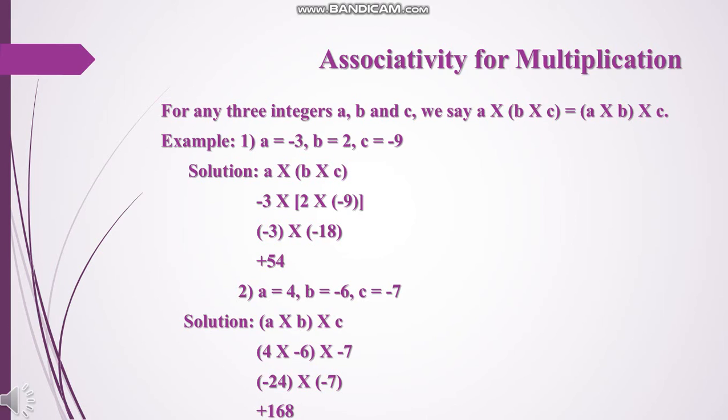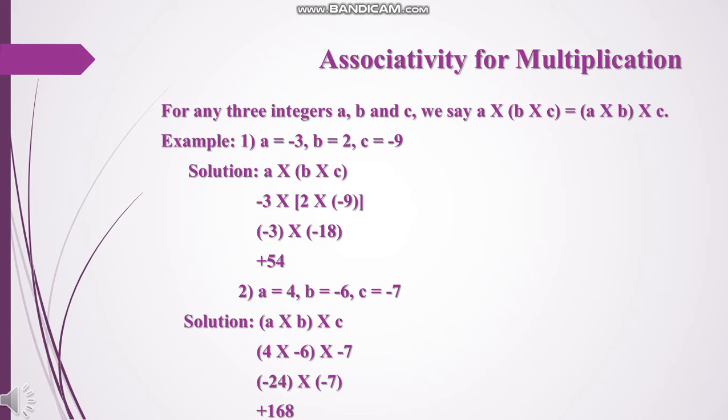Associativity for multiplication. For any three integers a, b and c, we say a into b into c is equal to a into b into c. For example, a is minus 3, b is 2 and c is minus 9. The solution is a into b into c is equal to minus 3 into 2 into minus 9. So plus into minus is equal to minus. So 2 9s are 18, is equal to minus 3 into minus 18. So minus into minus is equal to plus. 18 3s is 54. So the product of minus 3, 2 and minus 9 is plus 54.